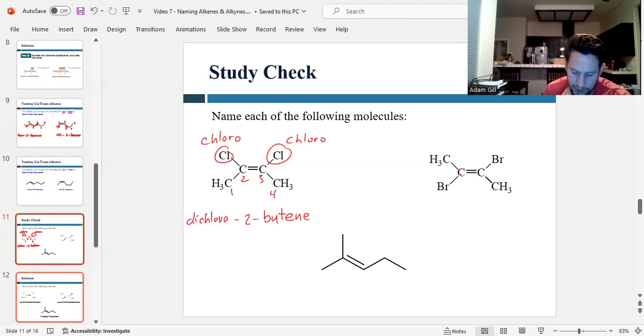And the chlorines are attached at carbons 2 and 3. So 2,3-dichloro 2-butene. All right, next one.